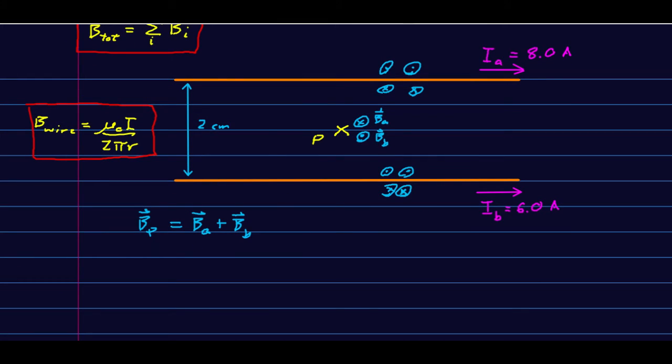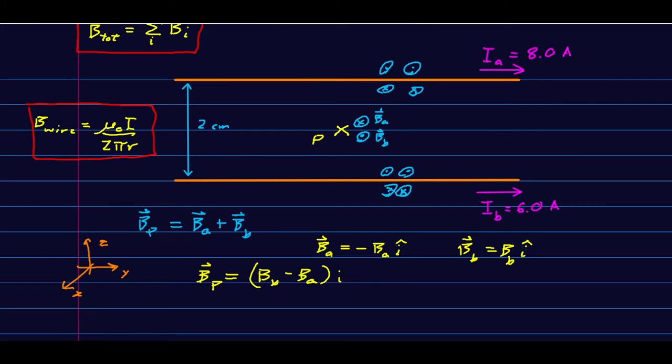That means I'm going to have to define some axes to carry out a vector addition, although this is going to be a nice simple vector addition, right? The fields are in opposite directions, and so I'm going to have a simple subtraction here, but let's go through it. So I'm going to say then my BA, which is into the page, is some negative magnitude BA i hat, and my BB then is some positive magnitude BB i hat. And so my B at point P is just going to be BB minus BA, all times i hat.